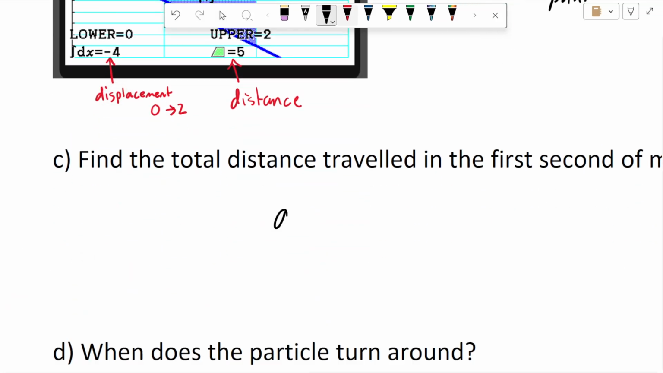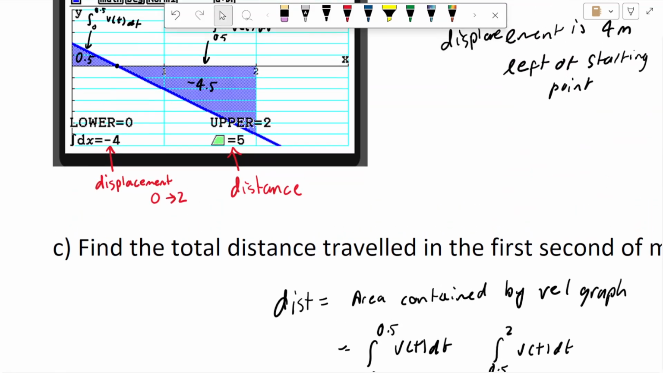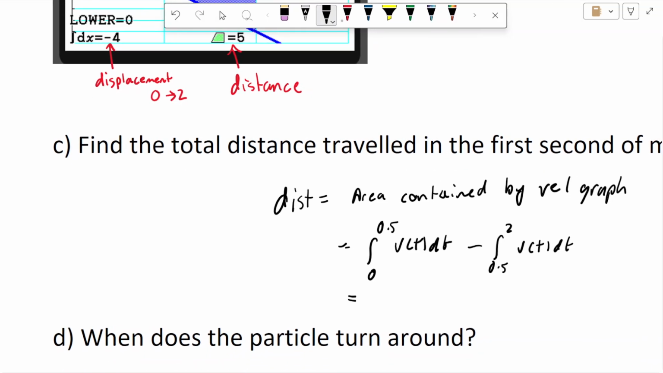So with the distance, in general, this is the area contained by the velocity graph. If you want to write out an integral expression for this, it is 0 to 0.5 of the velocity function, and the other integral is 0.5 to 2 of the velocity function. And because this last bit comes out as a negative, you put a minus there. It's 0.5 take minus 4.5, which is 5 meters.